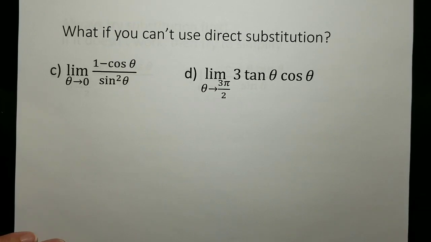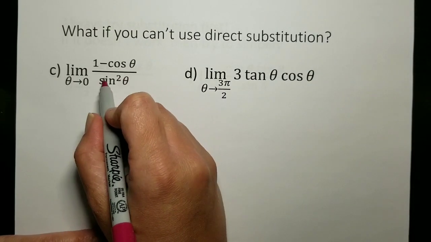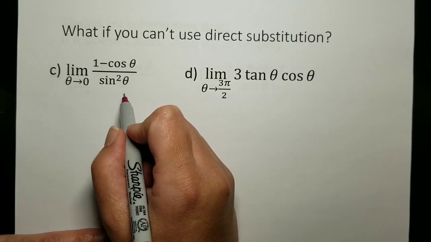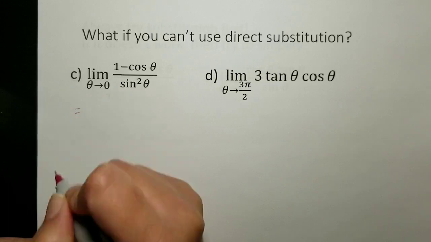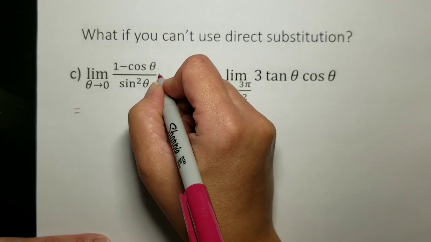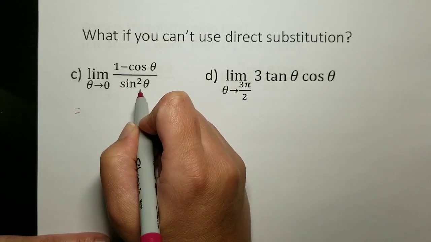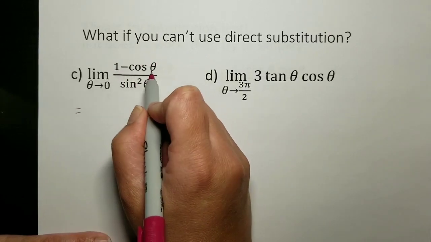Sometimes we can't directly substitute in here, and we have to do some work. These ones may feel similar to what you would have done with trig identities. Here, if we look at the limit as theta approaches 0, on the denominator we've got sine squared theta. We know that sine of 0 is 0, so we don't want to get a 0 in the denominator. So I'm going to do some work on this. Personally, I want to get rid of the sine squared theta on the bottom, so I would try to get a sine squared theta on the top.